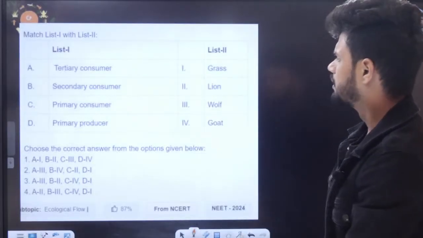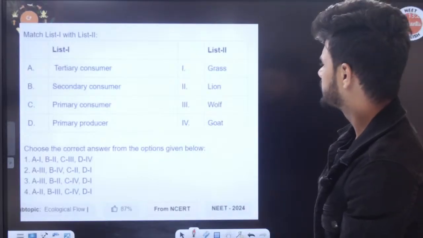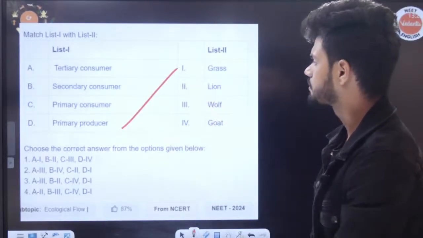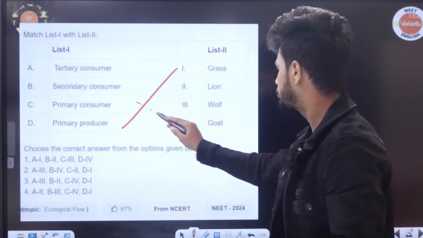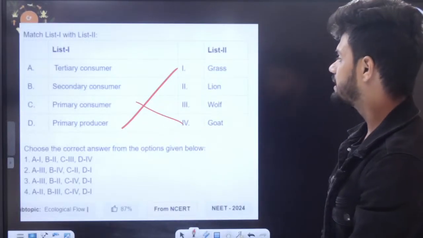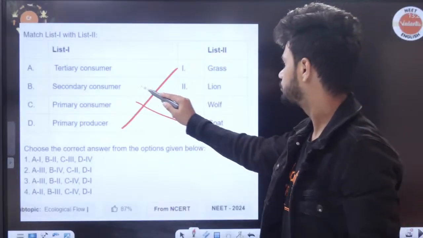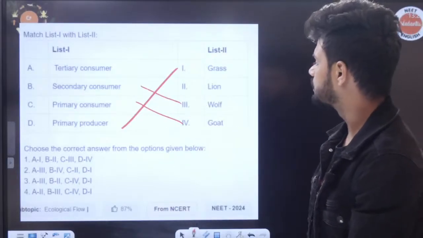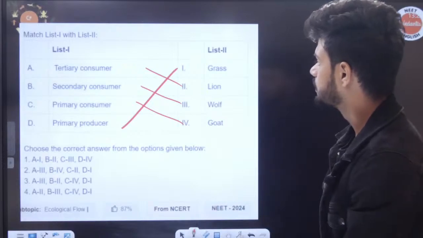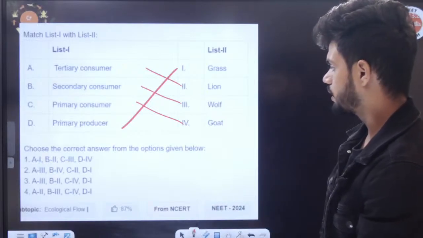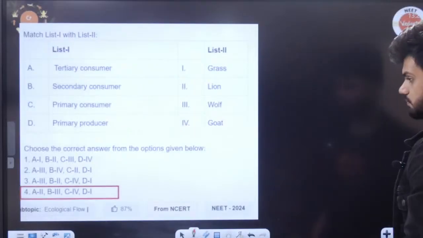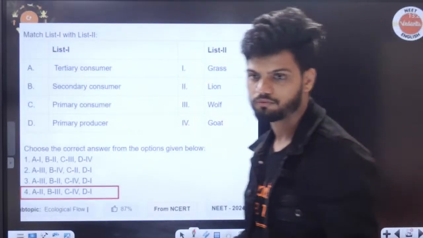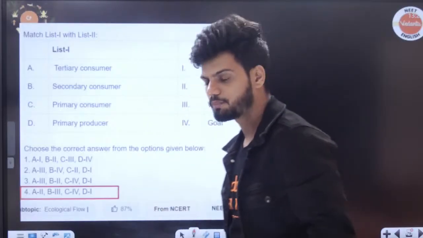For example, primary producer is always grass. Primary consumer is going to be your goat. Secondary consumer is going to be wolf. Tertiary consumer is going to be lion. So A is going to be 2. Tertiary consumer, only one option is there. Option number 4.